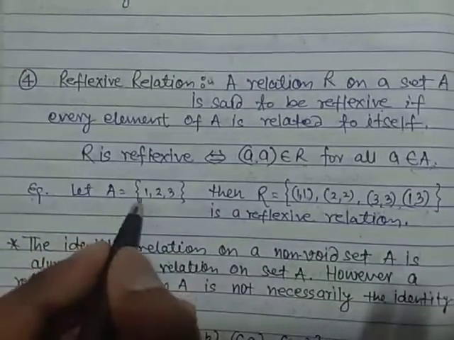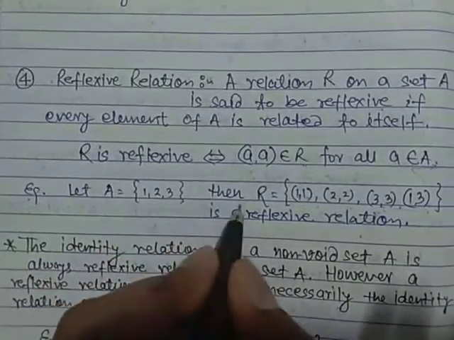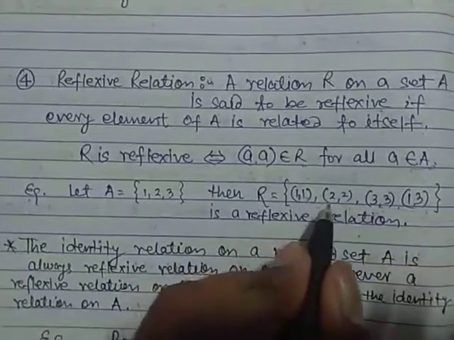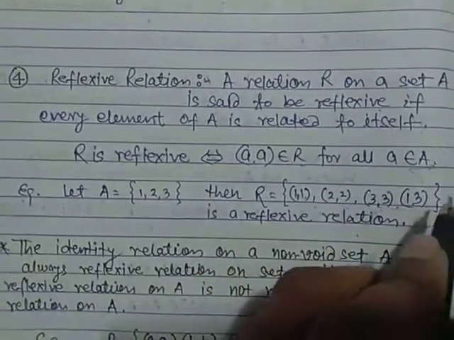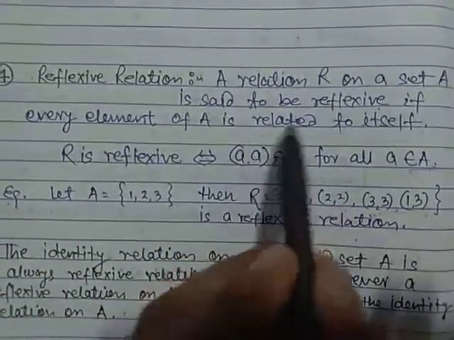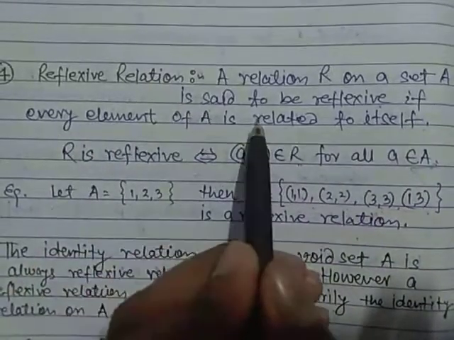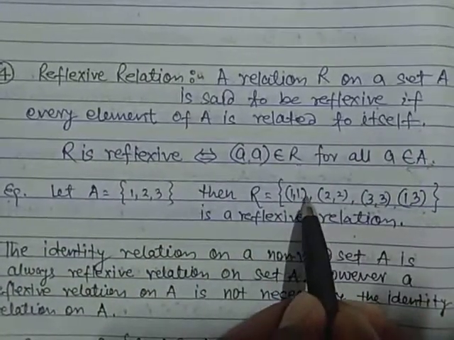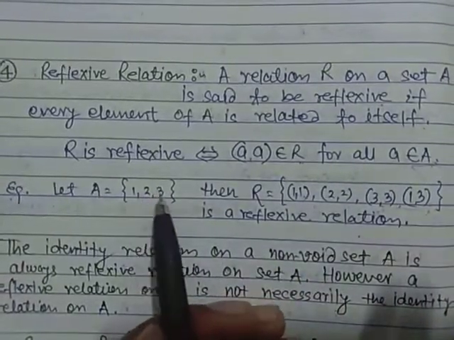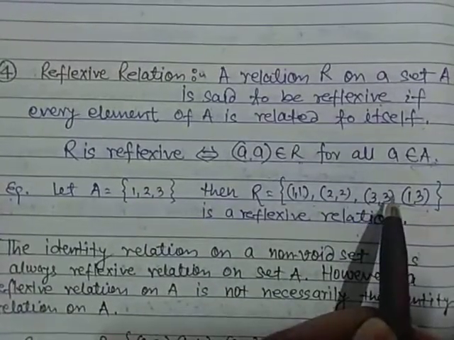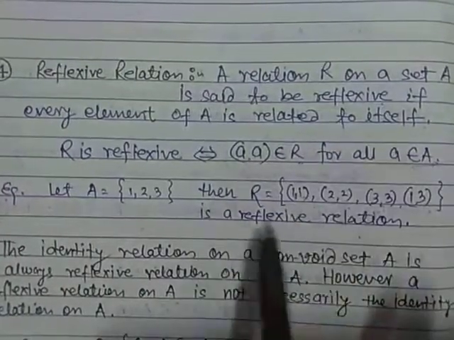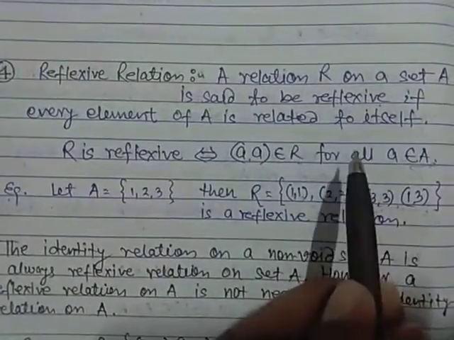Let A be a set containing 1, 2, 3, and we have written one relation defined as the ordered pairs (1, 1), (2, 2), (3, 3), (1, 3). Clearly, it is a reflexive relation. Why reflexive? Because the definition says every element of A is related to itself. 1 is related to 1, 2 to 2, 3 to 3. So all elements are related to themselves, and one other element is also there. This relation is known as a reflexive relation.